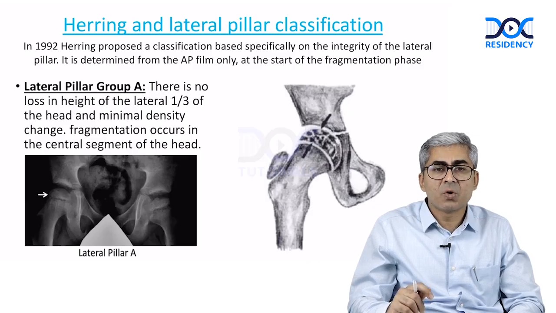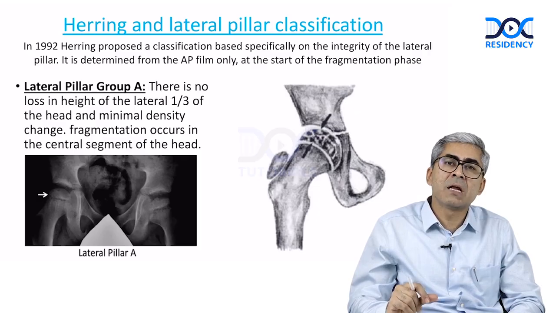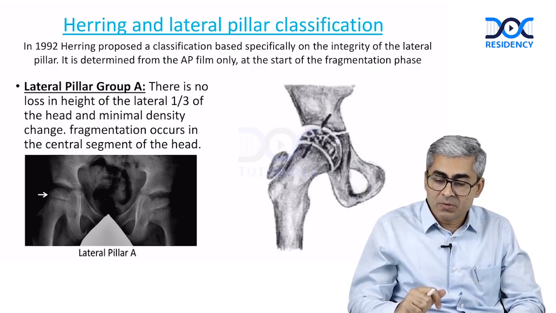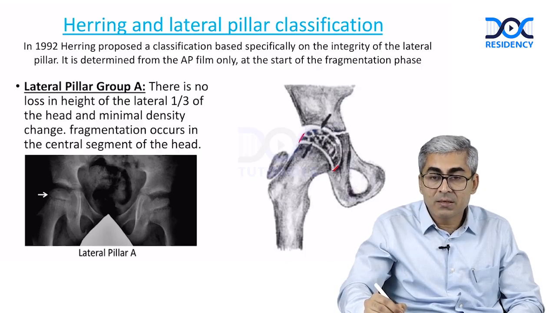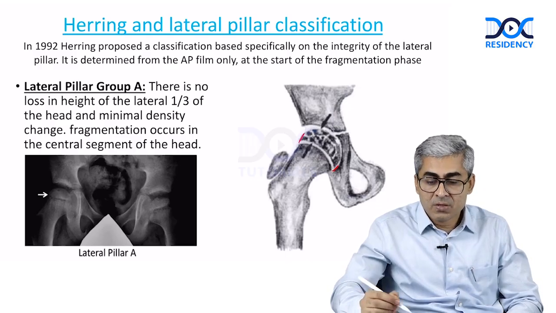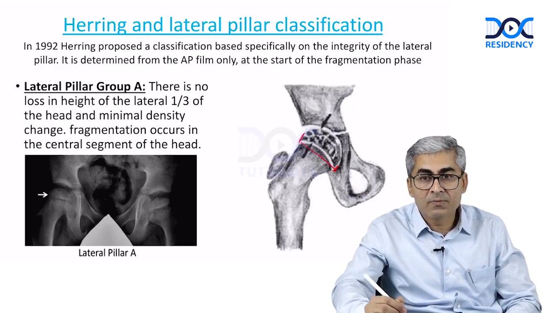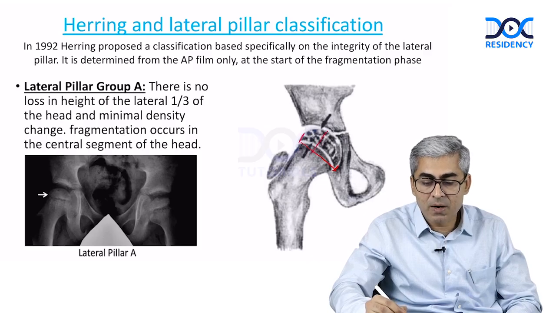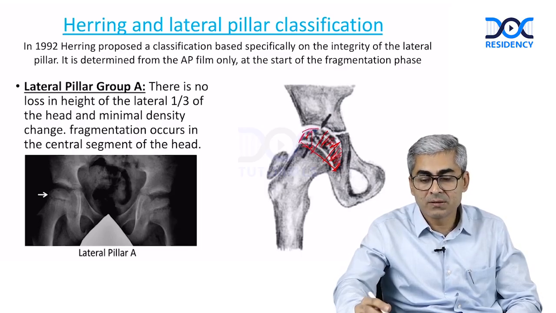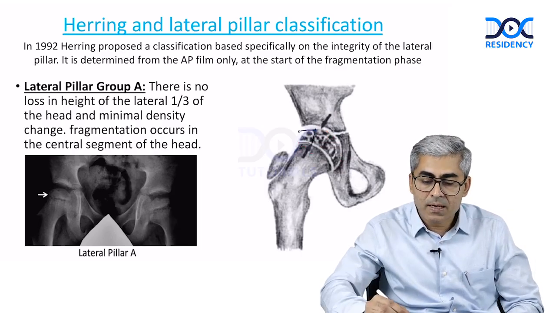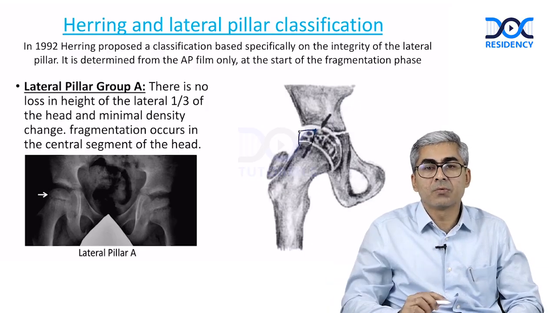Coming to the Herring classification. What do we mean by lateral pillar? We talk so much about the lateral pillar. What is the lateral pillar? So, I am going to tell you here. This is the femoral head which you are seeing from here to here, that is the femoral epiphysis. If you take the whole width of the epiphysis and divide it into 3 equal parts, then you get a medial part, a central part, and a lateral part. So, this is the part which we are talking about. This is exactly the lateral pillar height which I am talking about.